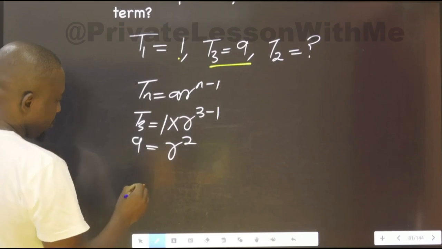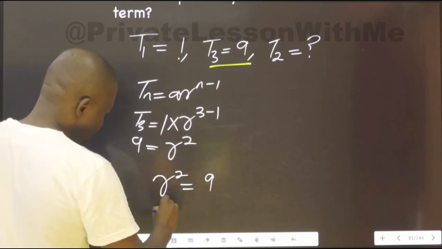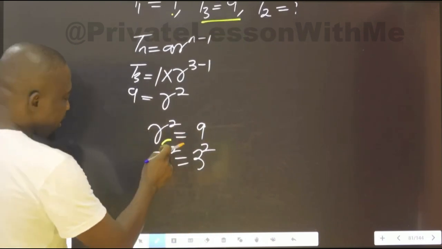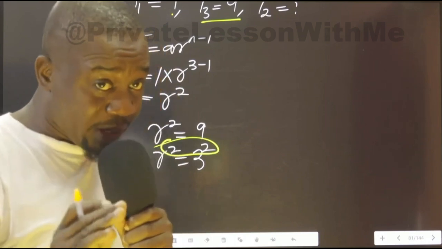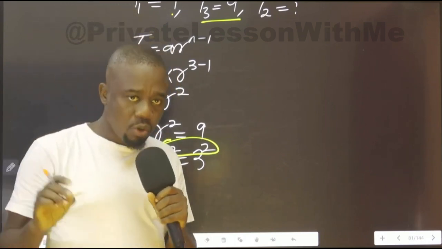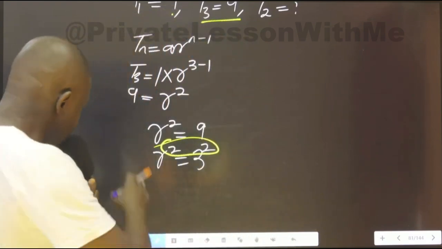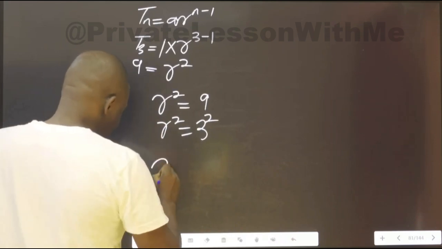So you agree with me, I can rearrange it to be r squared equals to 9, which is r squared equals to 3 raised to power 2. Because these indices are the same, it means the bases are also the same. Remember in our indices class, if you have not watched those videos, go to this channel and look for them. There are so many. We treated all this. Therefore, we can boldly say r is equals to 3.